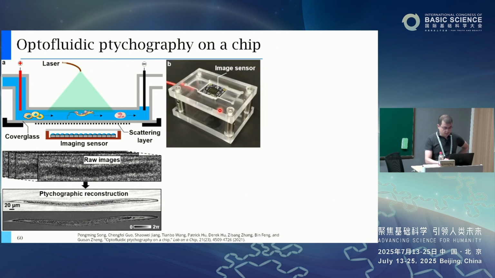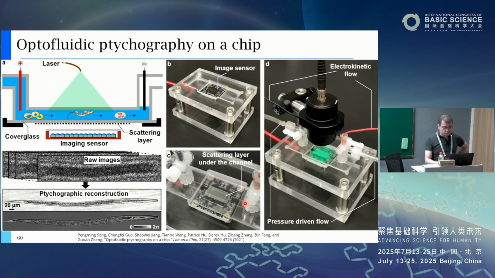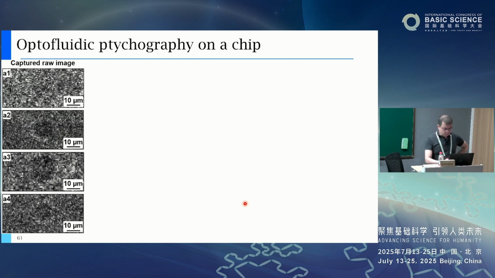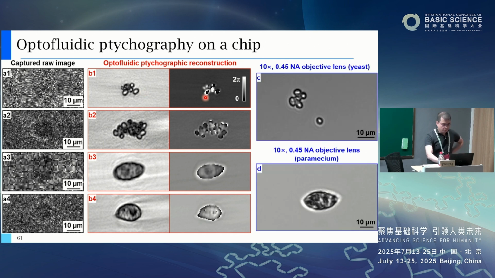So this is the chip scale device. This is the microfluidic channel on top of the coated surface. So you can flow these cells or different objects across the channel. We capture the diffraction pattern for reconstruction. So this is the captured diffraction pattern. We can recover the high resolution intensity and phase image of the object. We also can compare with the conventional optical microscope. These are two different species.